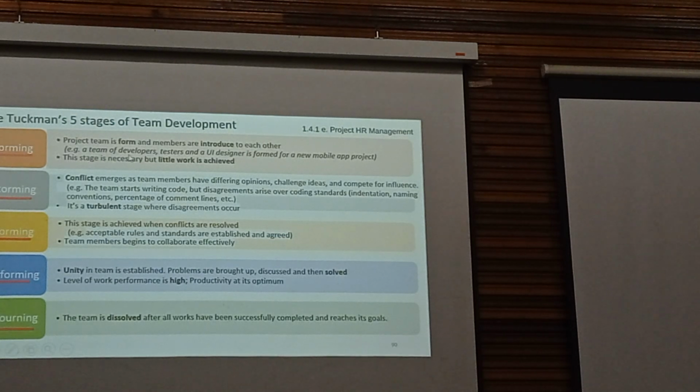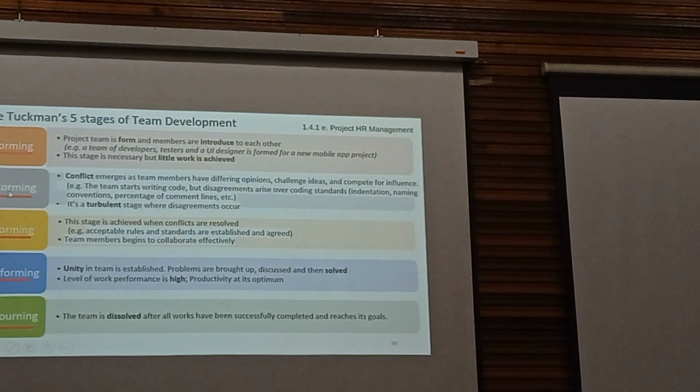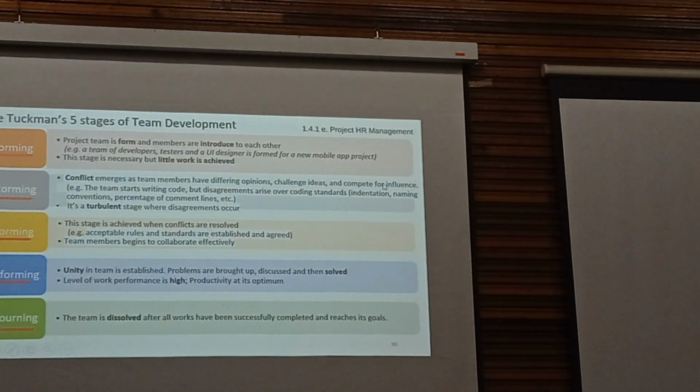So for example, a team of developers, testers, and a UI designer is formed for a new mobile app project. So this is the first stage. This stage is necessary, but not much work is accomplished. After this stage, the next stage is storming. Conflict emerges as team members have different opinions, challenge ideas, and compete for influence.